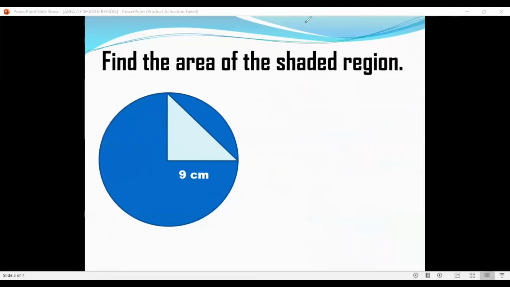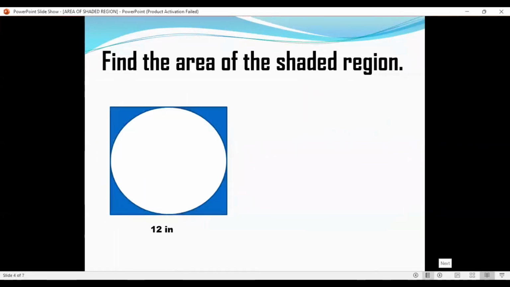Okay, so let's have some more examples. Here we have a square, and inside the square is a circle. So this simply means that we have to subtract the area of our circle from the area of our square. So we have the area of a square as s times s, that is side raised to the second power.